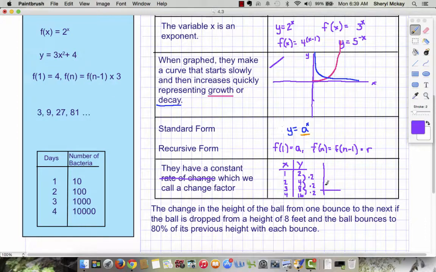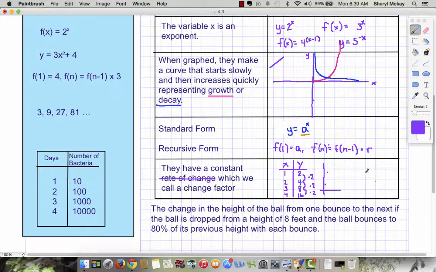And if we were going to graph this little line, or this function, we would say, here's 1, 2, here's 2, 4, and 3, 8, and you can see how it's going up higher and higher and higher, right? So this is an exponential function.